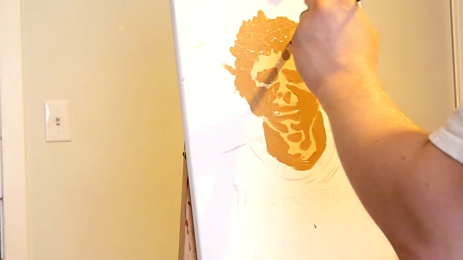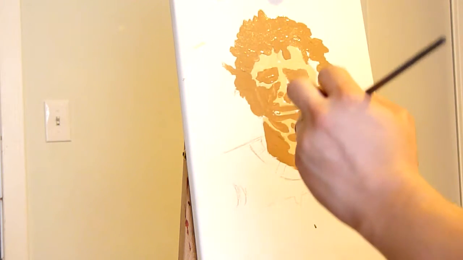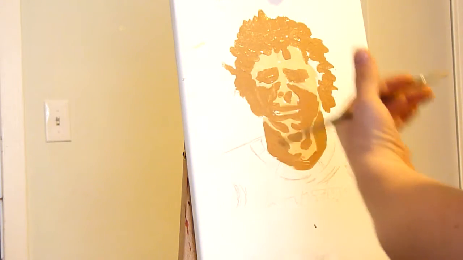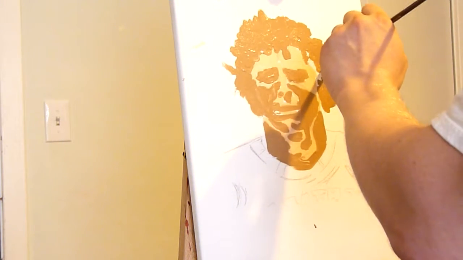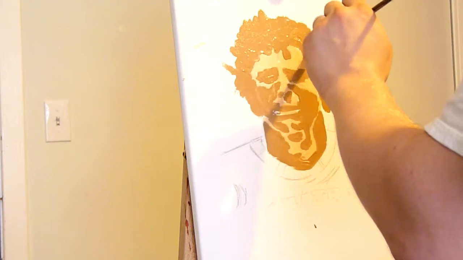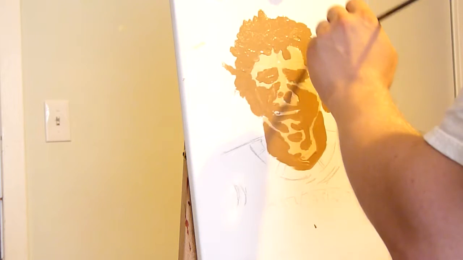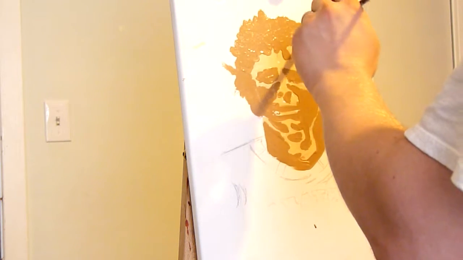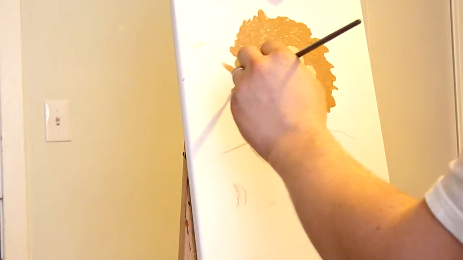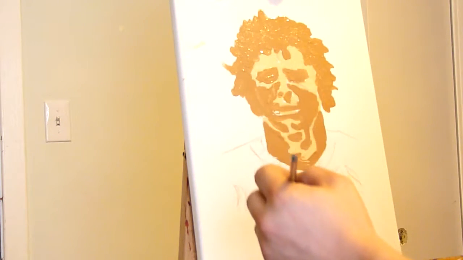The point here is just to block out our areas. Find out where our highlights or our values are, our high values, our low values. And then later on when the paint dries, during the build-up process, layering will define more and more. So that's just a little bit of his crazy hair.